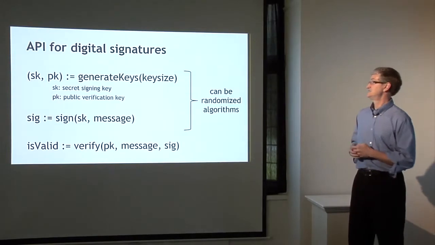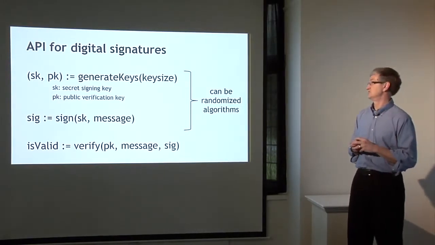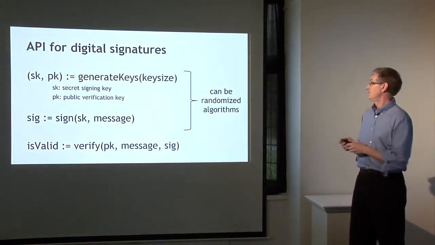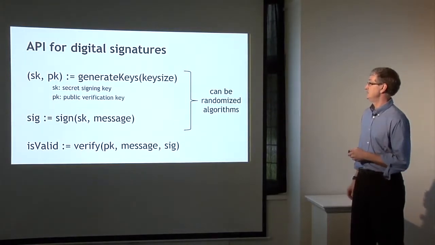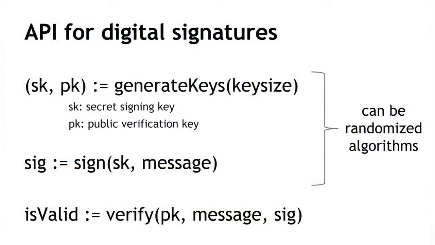So let's get into the nuts and bolts. Here's an API for digital signatures. There are three operations that we need to be able to do. The first one is we need, in the beginning, to be able to generate keys. So we have a generate keys operation, and we tell it a key size: how big in bits should the keys be? And this produces two keys, SK and PK.